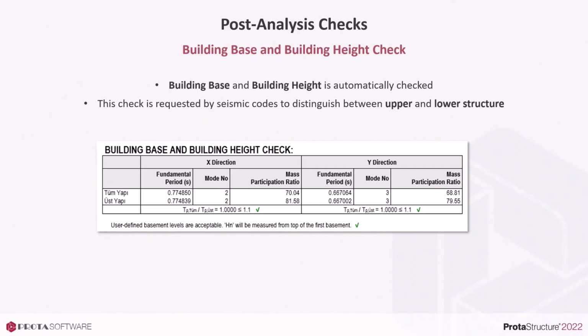One method is to compare the superstructure period to the entire structural period. Of course, the rigid basements should also physically satisfy the required conditions. That means they should have surrounding basement walls and have a significant stiffness difference than the upper structure. After the verification of building height and building base, ProtaStructure will calculate seismic loads considering the basements and exclude the basement stories from irregularity checks.